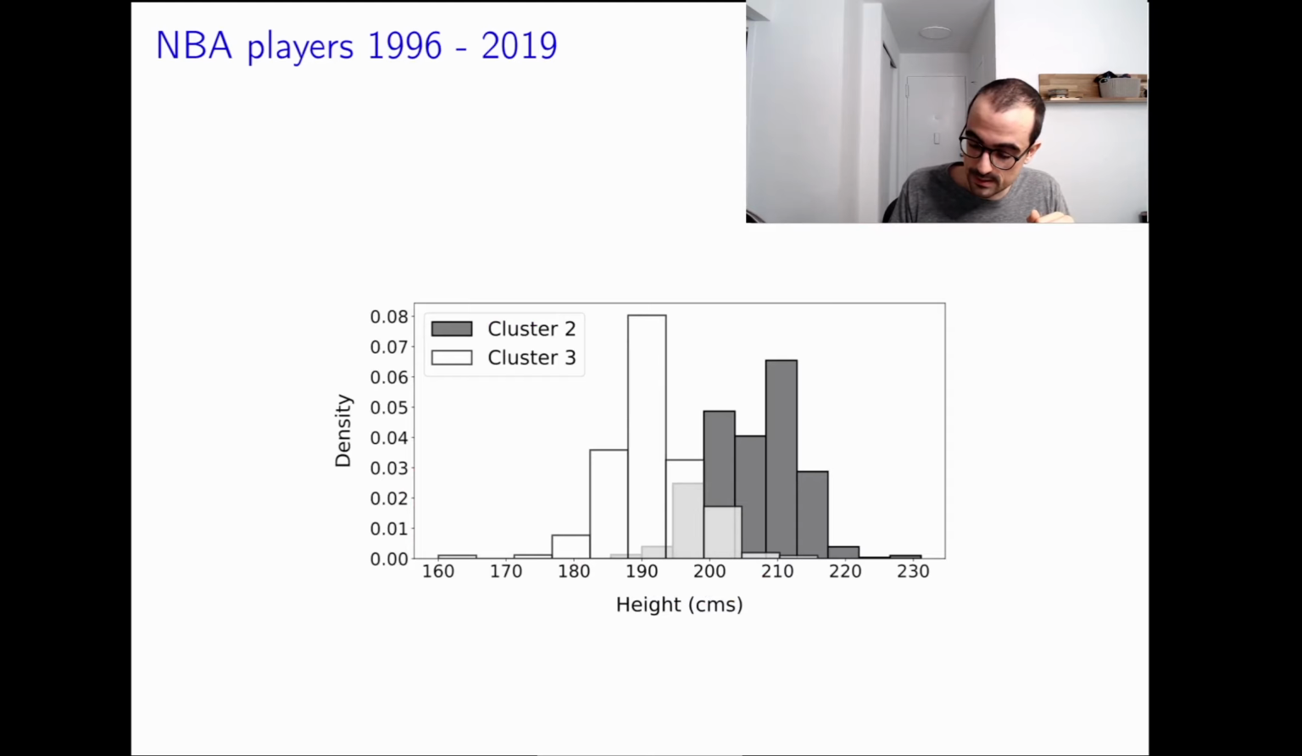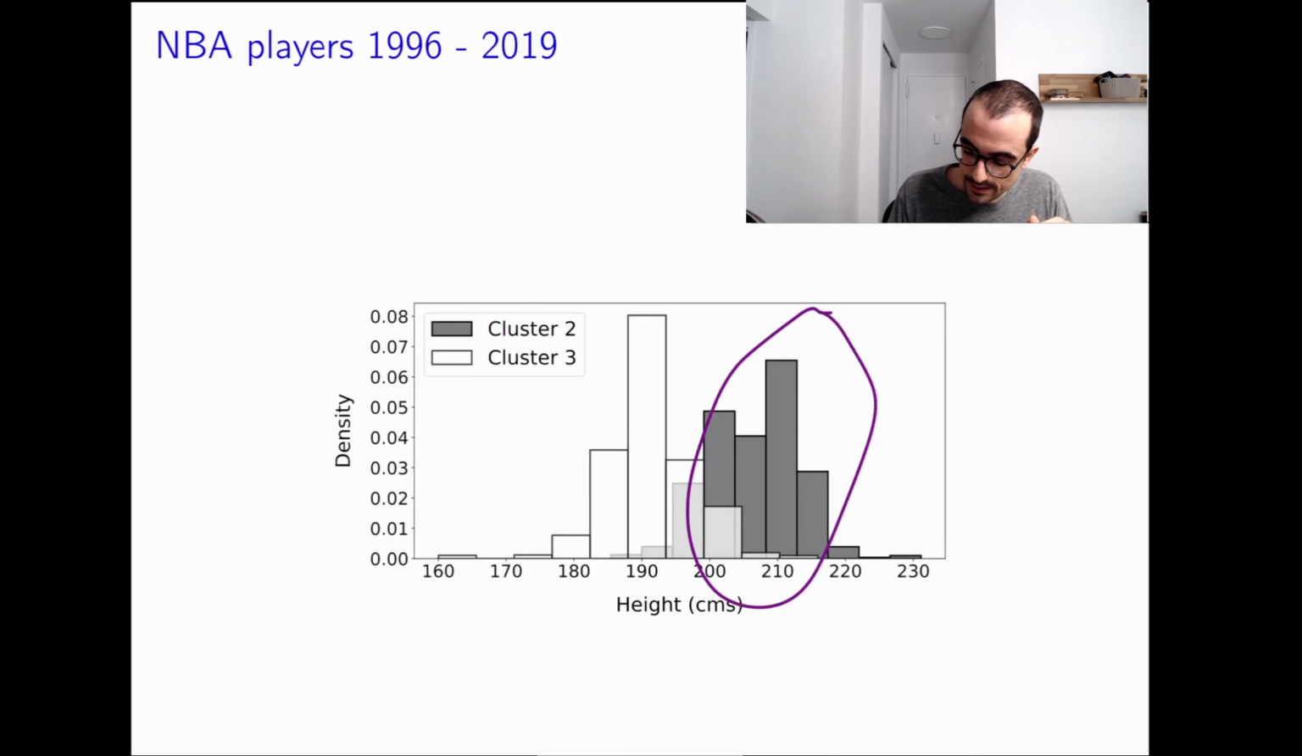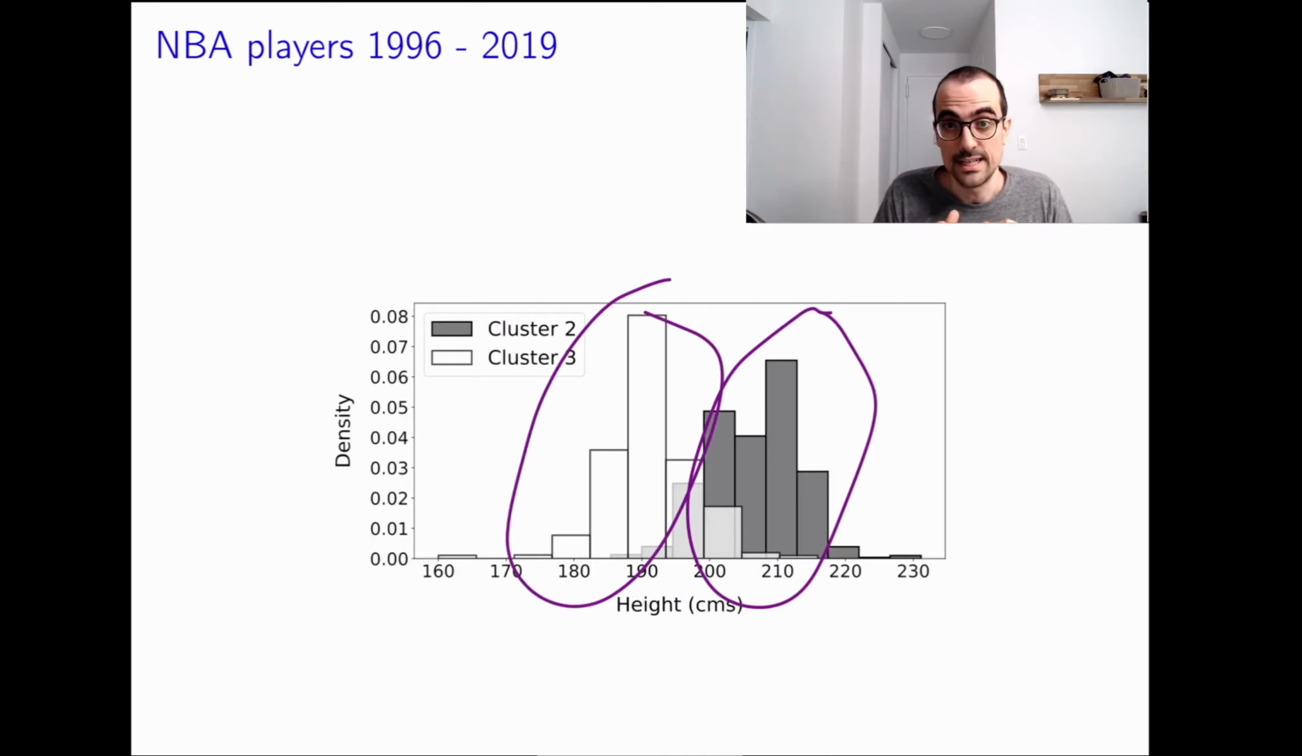So the players in cluster 2 are much taller than the players in cluster 3, which indicates that automatically, just looking at the assists and rebounds, we have been able to separate the players that are taller and play closer to the basket from the players that distribute passes and play as guards. And we confirm this with this sanity check, where we see that the shorter players are the ones assigned to the cluster that gives more assists.